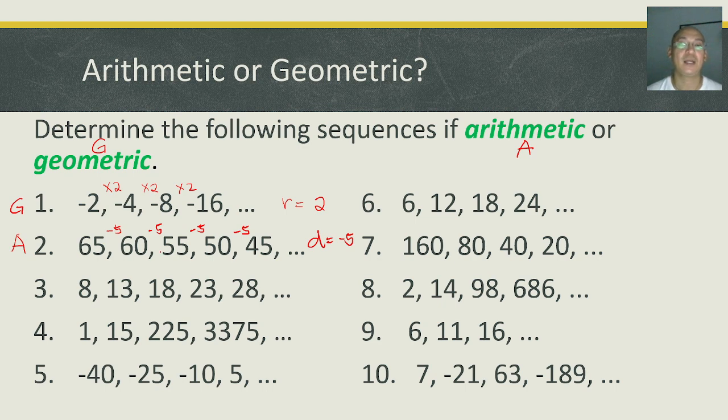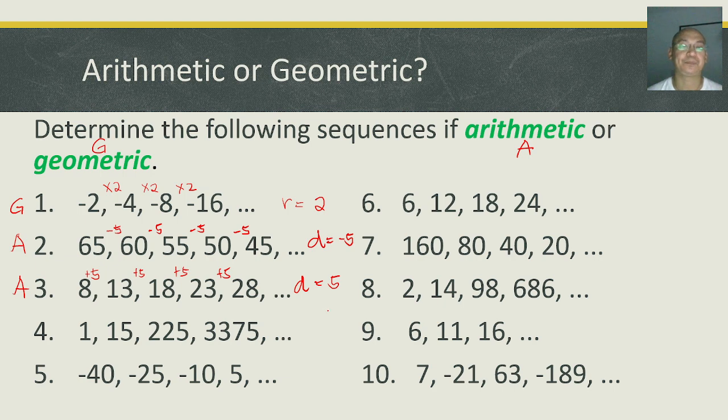Number 3: 8, followed by 13, and then 18, 23, and 28, and so on. We are adding 5 in each term. Then, since we are adding, it is an arithmetic sequence. And so we have here this common difference of 5.